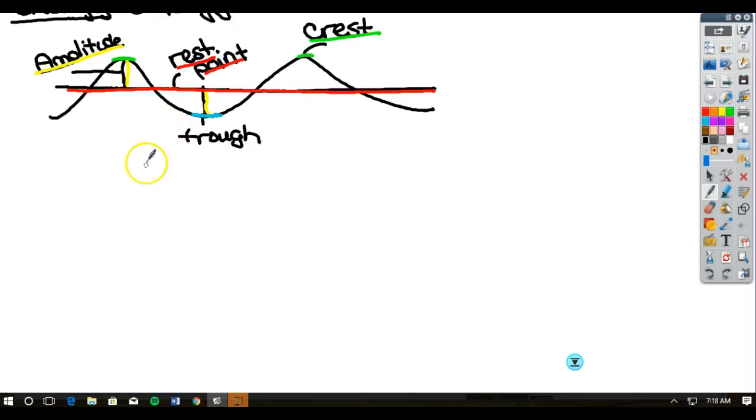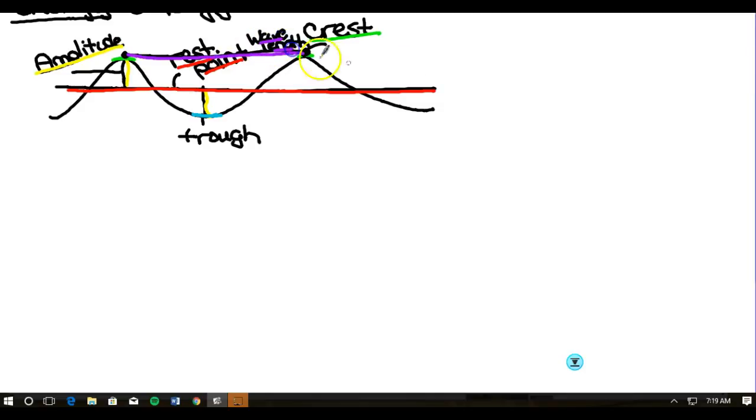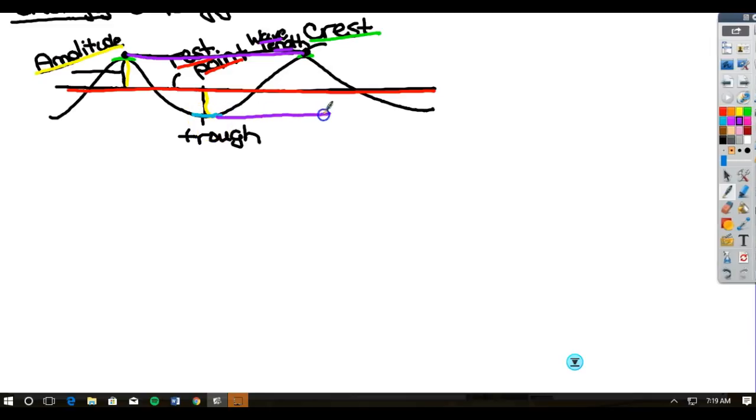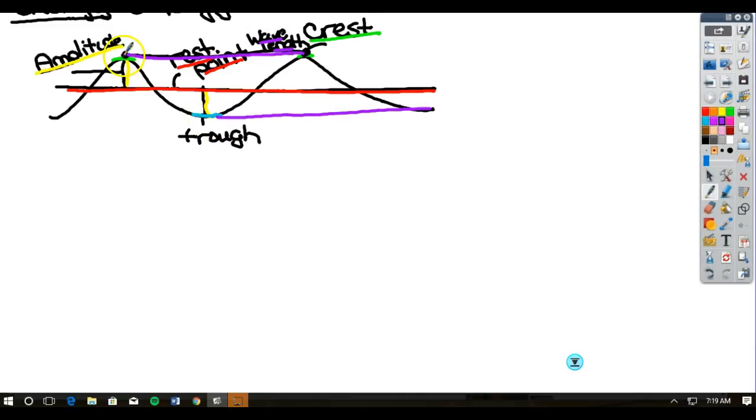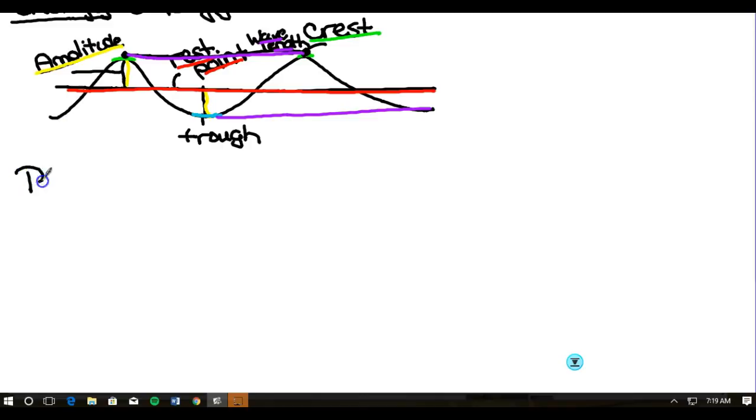So, the parts of the wave sometimes give you information. For instance, oops, we missed one. Alright, and if you take the distance from the crest here to this crest here, that is a wavelength. You also can measure wavelength trough to trough. Any point on one wave to the corresponding point on the other. Okay, so you've got your parts of a wave.